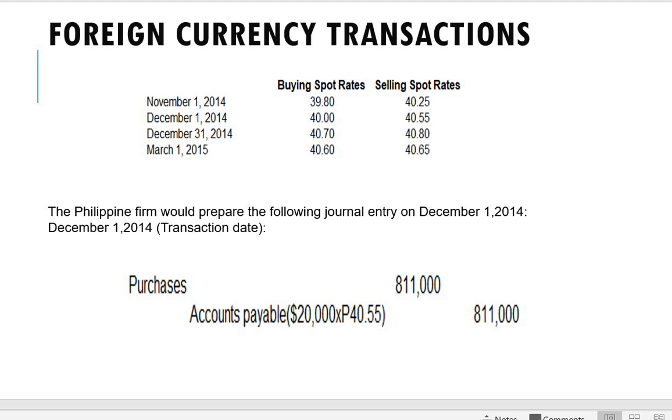On December 1, 2014, the transaction date, is when we initially record the transaction. The selling spot rate on December 1, 2014 is 40.55. So we record the transaction by debiting purchases, or inventory, and crediting accounts payable for 811,000. That is the 20,000 US dollars multiplied by the direct exchange rate of 40.55. Initially, we record the transaction at the historical rate, or the spot rate at the transaction date.